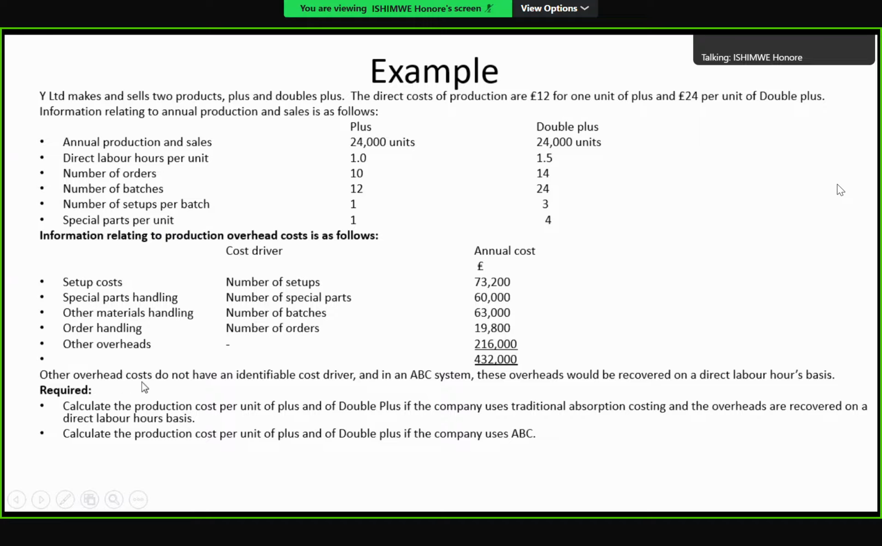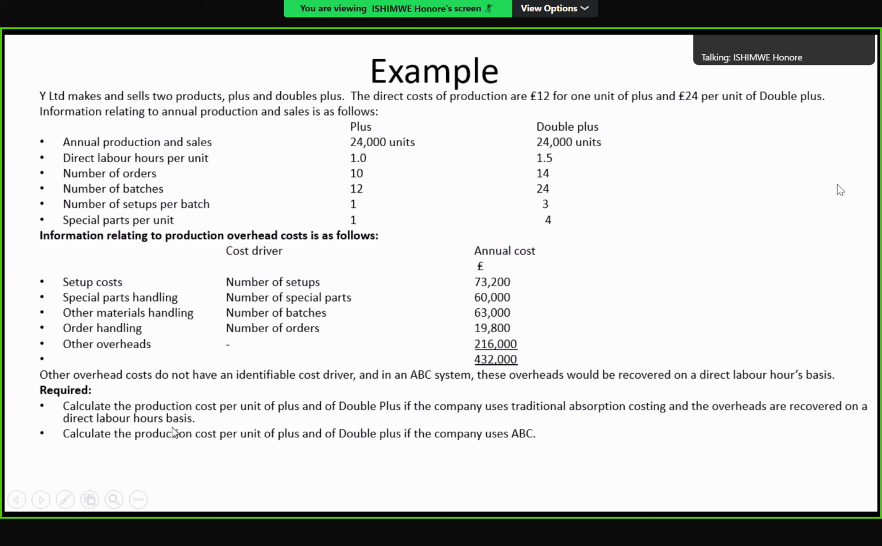Other overhead costs do not have an identifiable cost driver, and in the ABC system, those overheads will be recovered on a direct labor hour basis. Required: calculate the production cost per unit of Plus and of Double Plus if the company uses traditional absorption costing and the overhead is recovered on a direct labor hour basis.